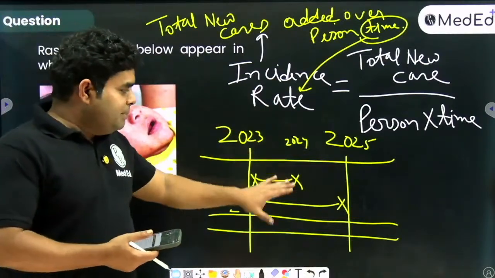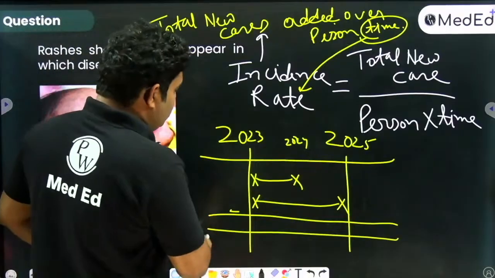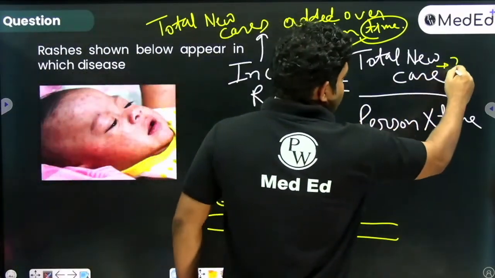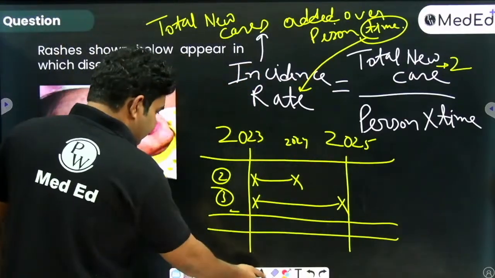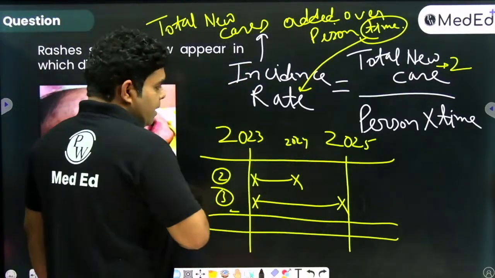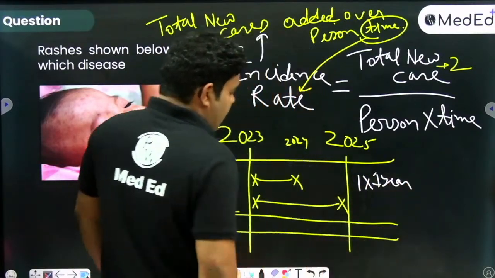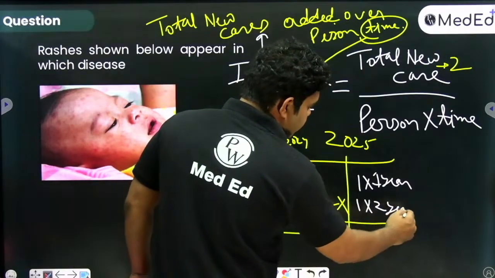कितने लोगों को, 5 में से कितने लोगों को नया केस हुआ कैंसर का? You can see new case is second number and third number. So total new case is 2. Now, in the case of second number case, you can see it yourself that one person developed it for 1 year. And the third person is again one person who developed it for 2 years.